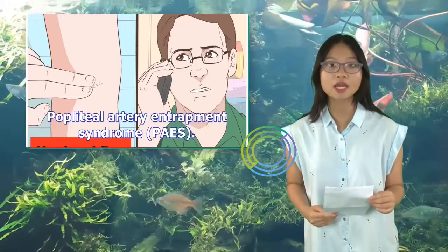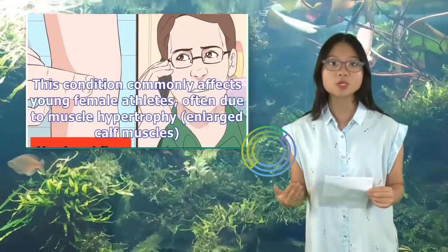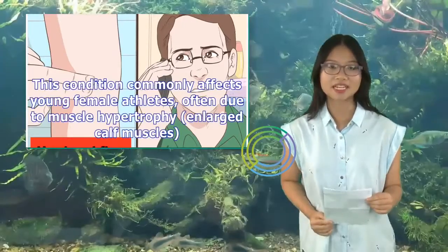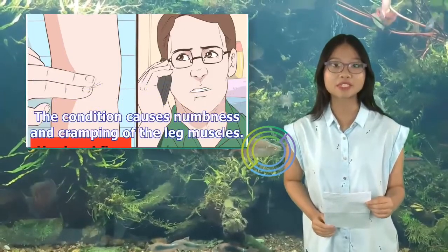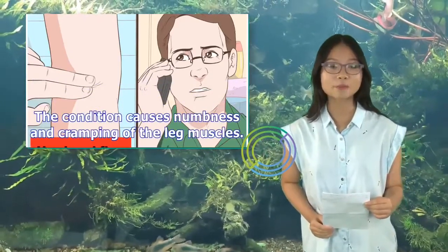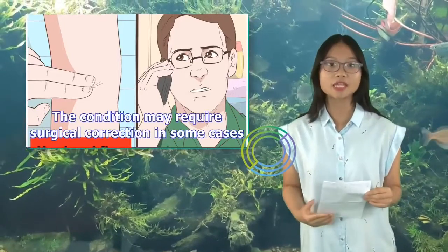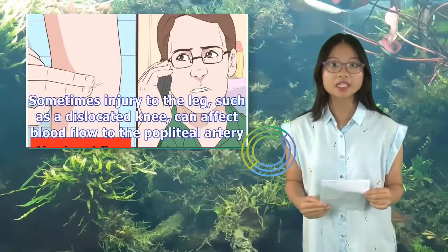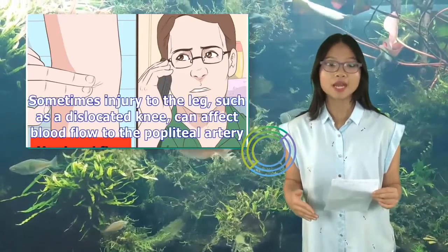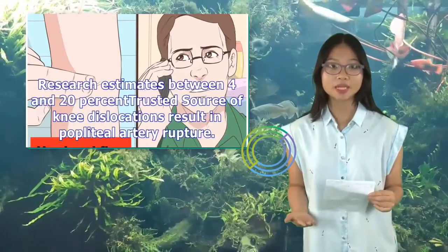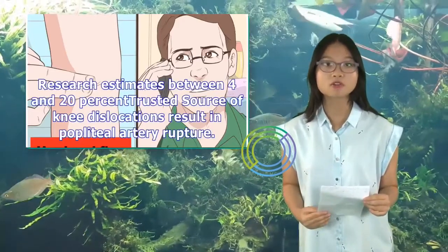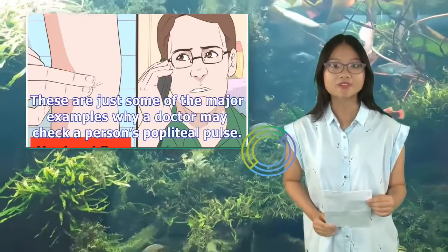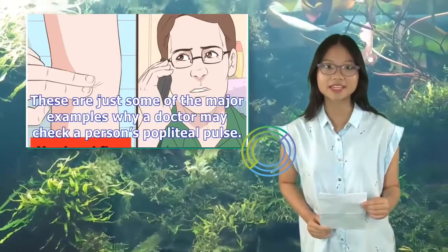Popliteal artery entrapment syndrome, PAES. This condition commonly affects young female athletes, often due to muscle hypertrophy, enlarged calf muscles. The condition causes numbness and cramping of the leg muscles. The condition may require surgical correction in some cases. Trauma to the knee or leg. Sometimes injury to the leg, such as a dislocated knee, can affect blood flow to the popliteal artery. Research estimates between 4 and 20% of knee dislocations result in popliteal artery rupture. These are just some of the major examples why a doctor may check a person's popliteal pulse.